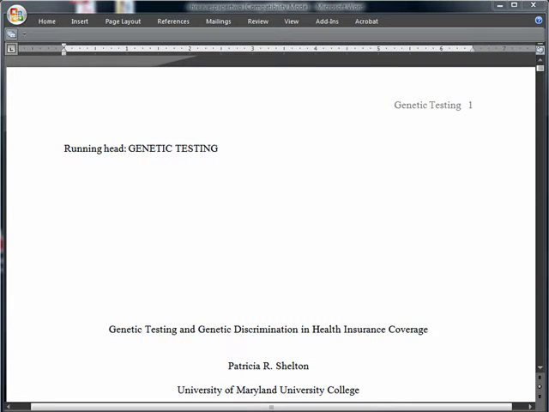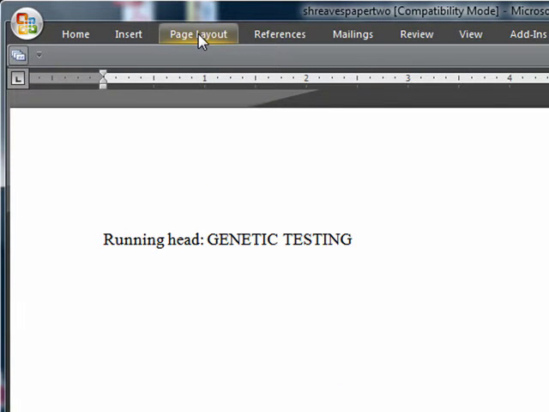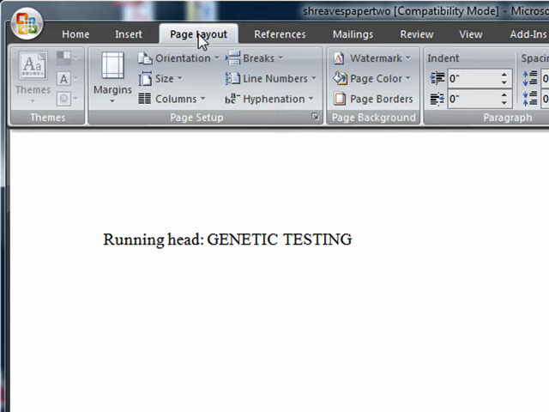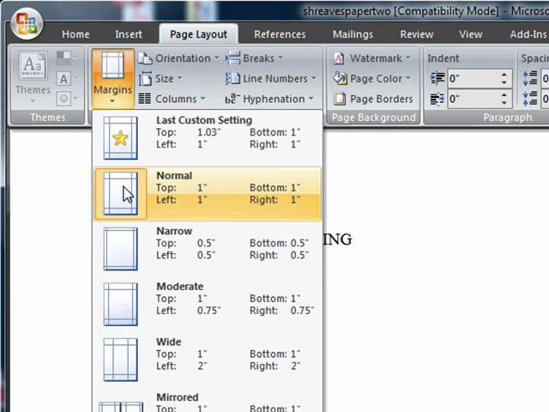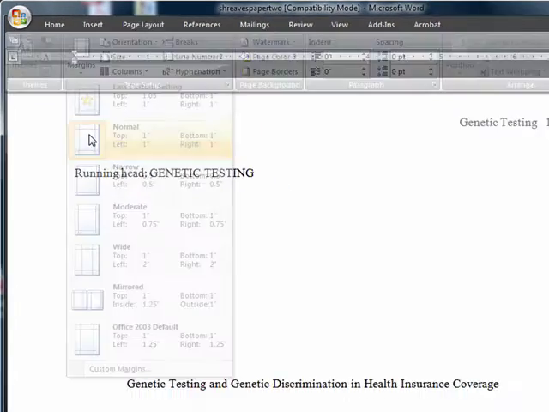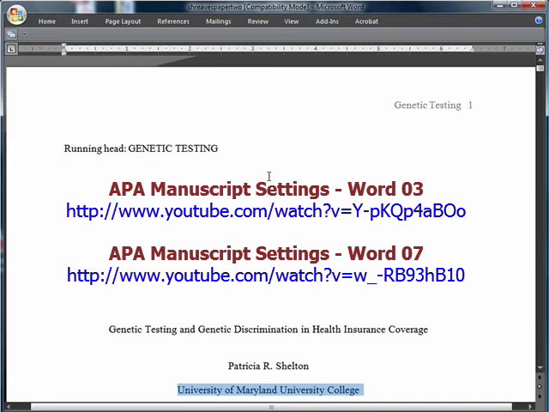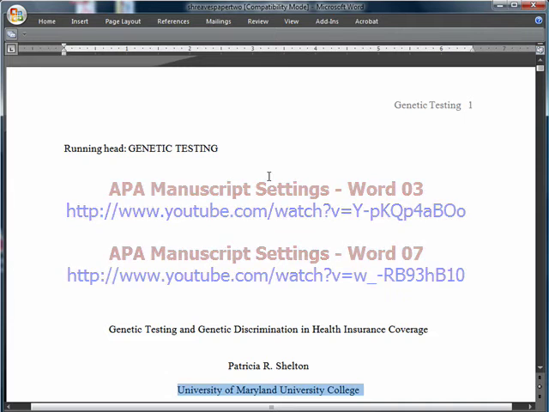Let's begin with the title page. And on the title page, let's first make sure that all of our page layout settings are correct. Click on the Page Layout tab in the ribbon, and then under Margins, click and pull down to Normal. And that places 1 inch of margins on all sides, top, bottom, left, and right. And that is the proper margin setting for APA documents. Here are also 2 links that take you through all the steps of setting up your APA manuscript using Microsoft Word 2003 and Microsoft Word 2007.